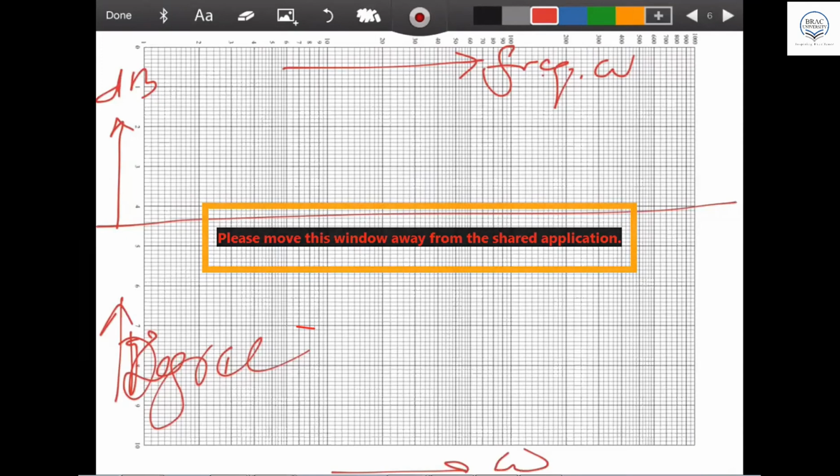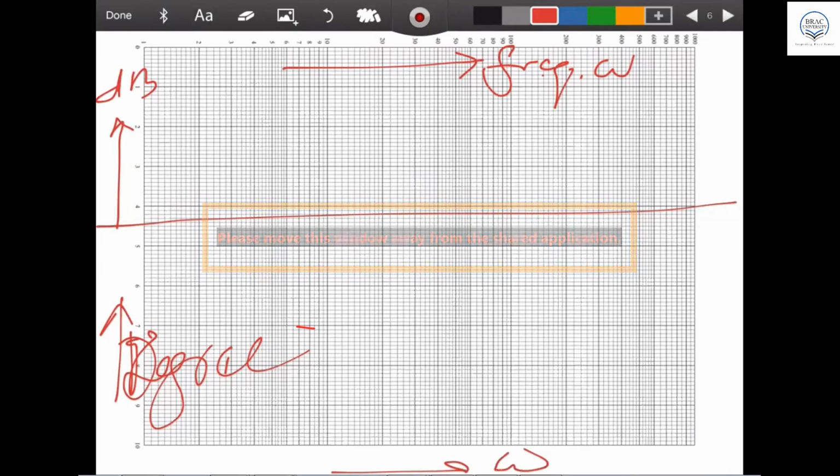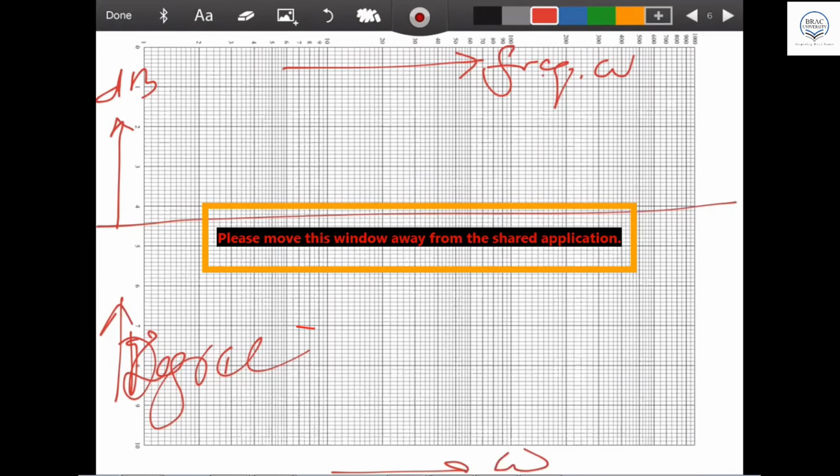So that one we are going to go for afterward. I'm going to tell you how to do it. This is the main reason why it is called semilog, and how we are going to draw both graphs. Let us go for it.